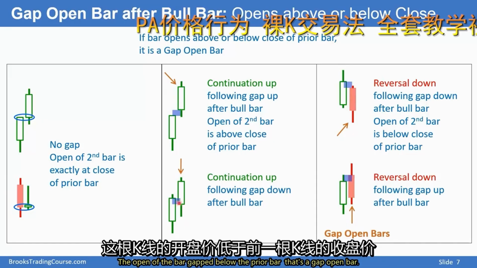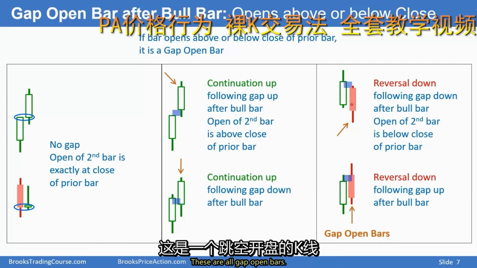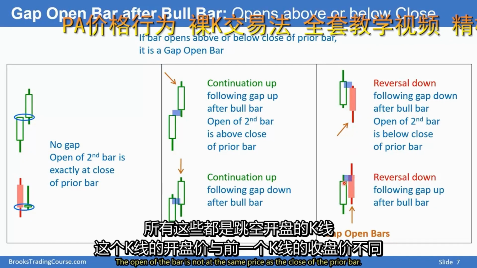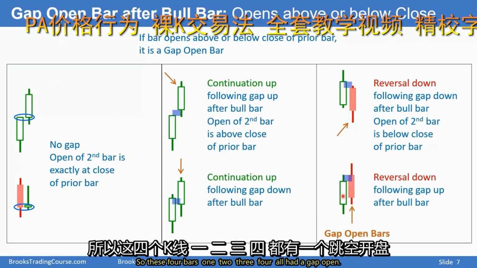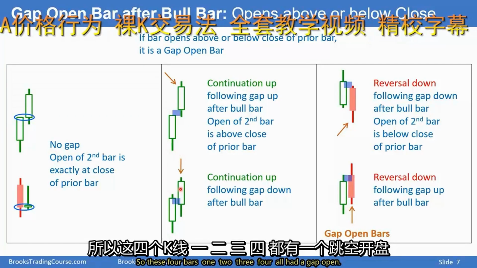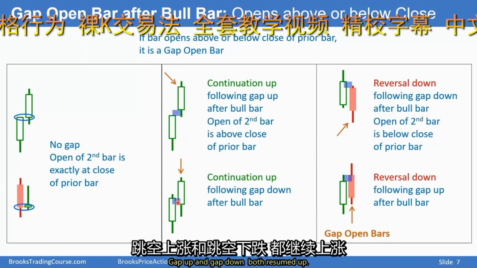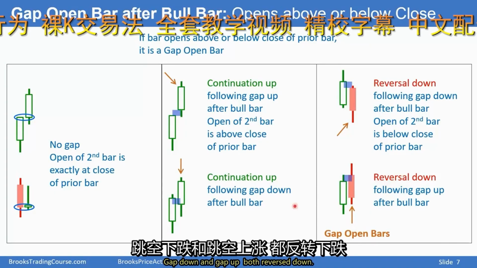The open of the bar gapped below the prior bar. That's a gap open bar. These are all gap open bars. The open of the bar is not at the same price as the close of the prior bar. So these 4 bars, 1, 2, 3, 4, all had a gap open. Gap up and gap down, both resumed up. Gap down and gap up, both reversed down.